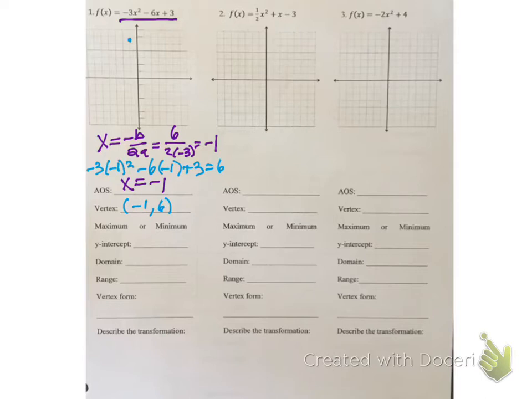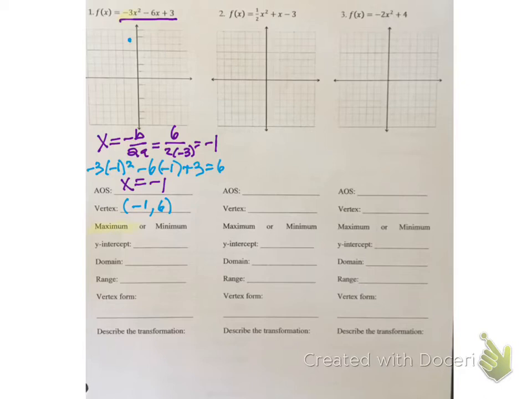Then it says, does it have a maximum or a minimum? If my graph opens down, that would mean it's a maximum, and if it opens up, that's a minimum. In this case, since my a value is negative, that means it will be opening down, so I would have a maximum value.